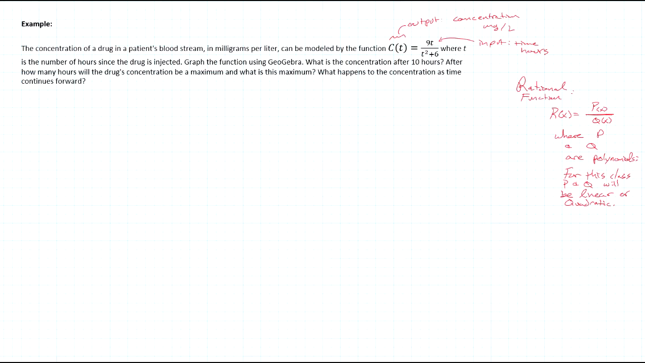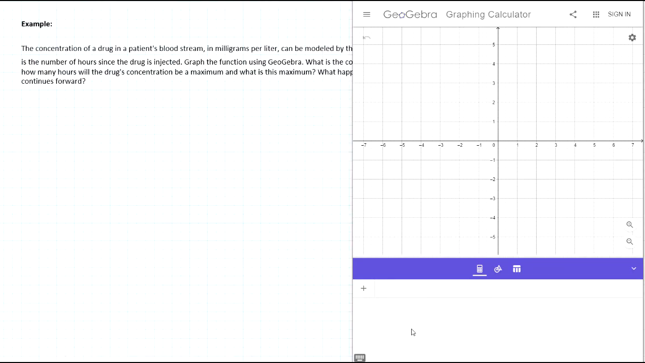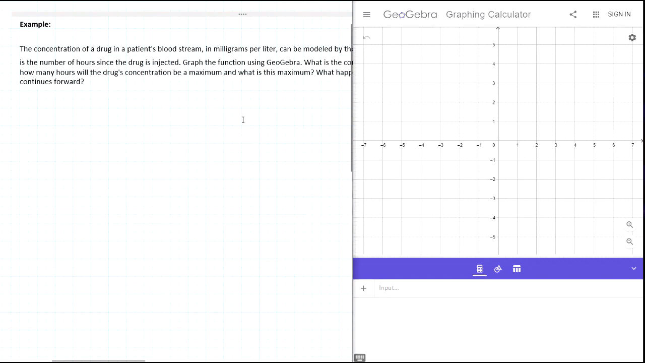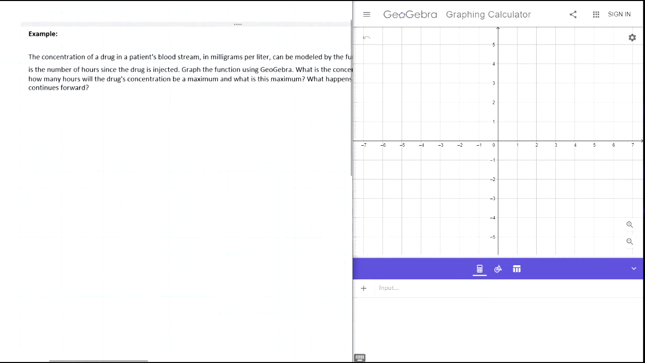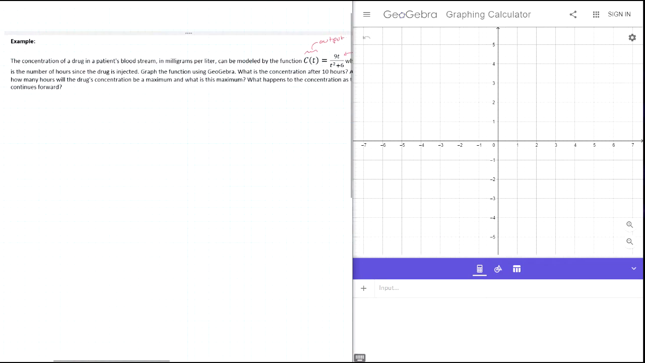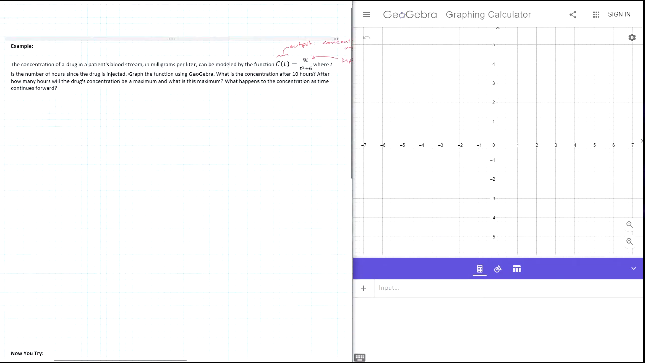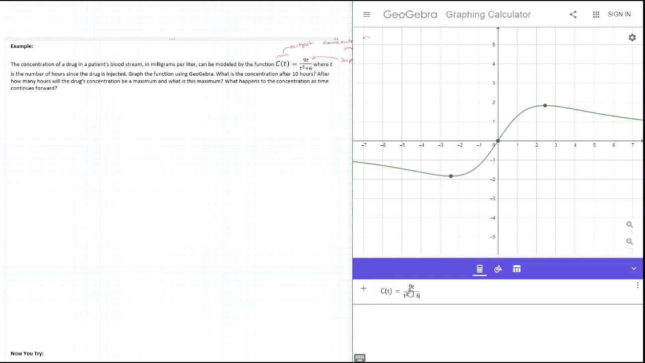To answer these questions, let's start with the part where we graph the function using GeoGebra. I have that pulled up here. So here I've got my GeoGebra, and there we go, I can see both of these at the same time. C of t equals 9t on top, t to the second plus 6 on the bottom.